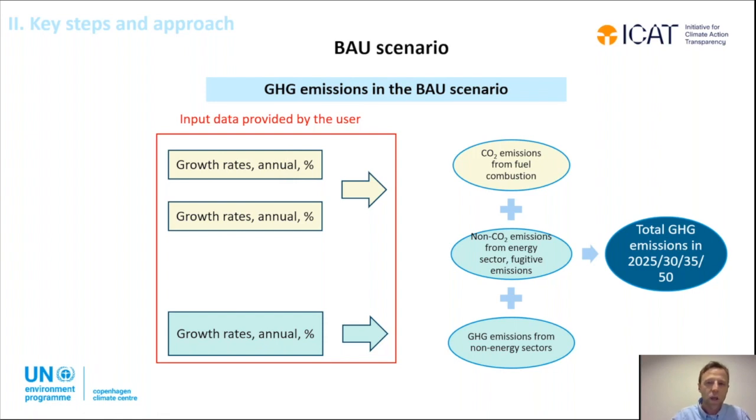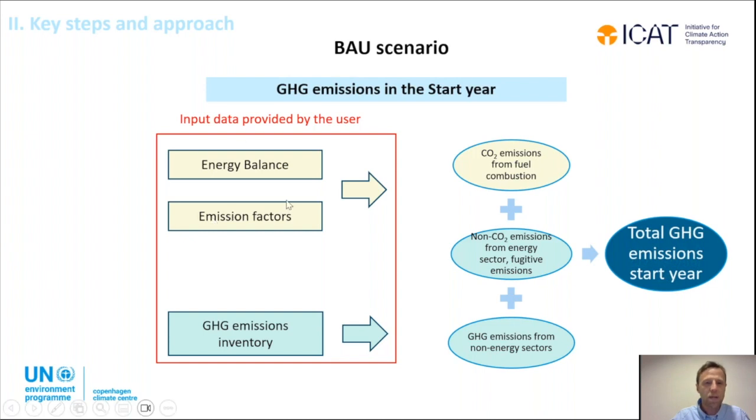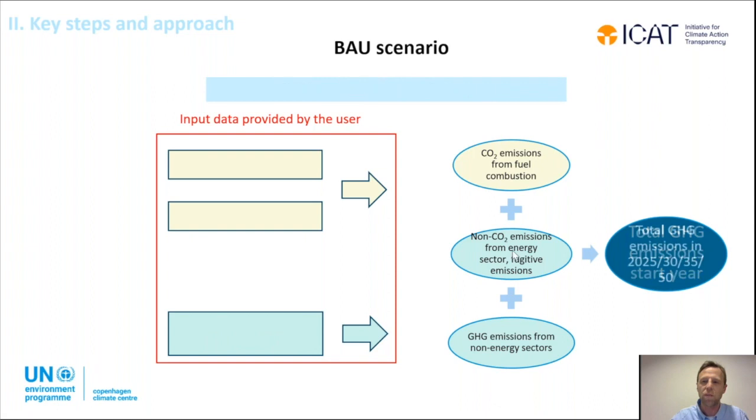Then what is happening? Based on the energy balance introduced in the GACMO tool, using the emission factors of the different fossil fuels, the GACMO tool will convert the energy balance into a GHG balance of the country for the start year. Then adding up the value of this GHG balance to the values of the GHG emissions from the non-energy sector, the GACMO tool calculates the total GHG emissions for the start year of the country.